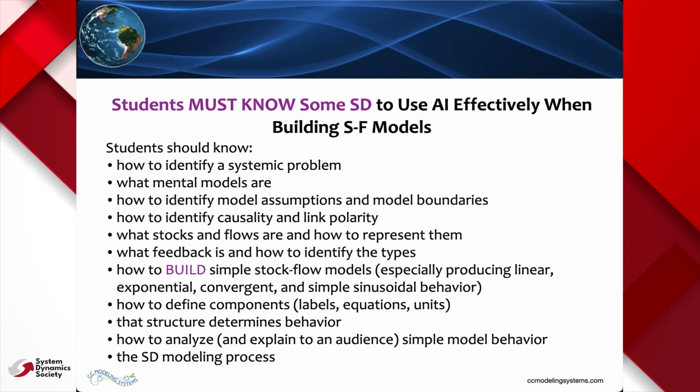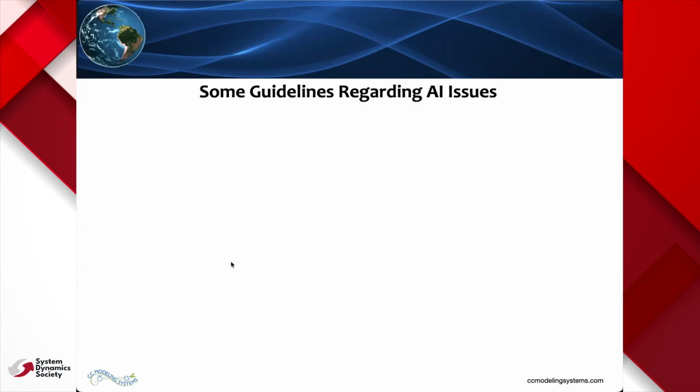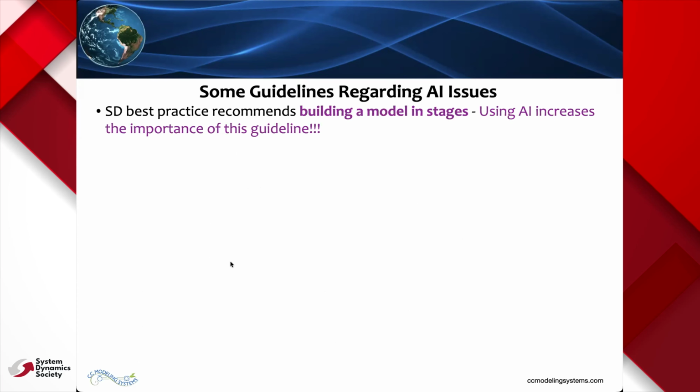This is before they even use AI. They've got to know this or they can't analyze what AI is giving them, so they can't get critical of it. So here are some guidelines. SD best practice recommends building a model in stages. Using AI increases the importance of this guideline. You absolutely have to build your model in stages when you use AI.